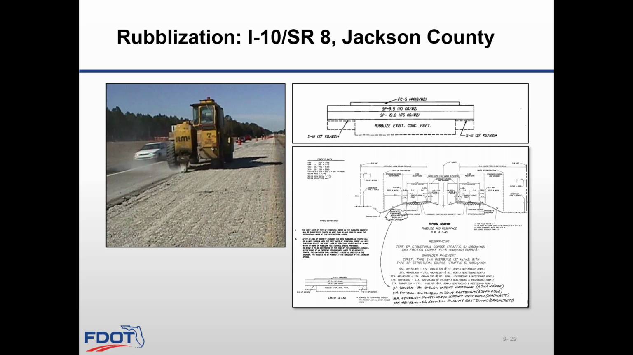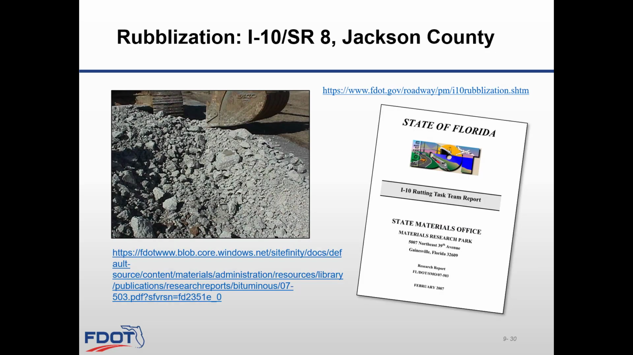The typical section shows the rubblized existing concrete left as a base, and on top the asphalt layers can be placed. In this case, they included a Type SP structural course and FC5 friction course. This project was constructed late 1998 to 2001, and the work also entailed installing edge drains. More pictures can be found in the pavement management site link as provided on the top right part of the slide. Rubblization has performed better than crack and seating on I-10 specifically.